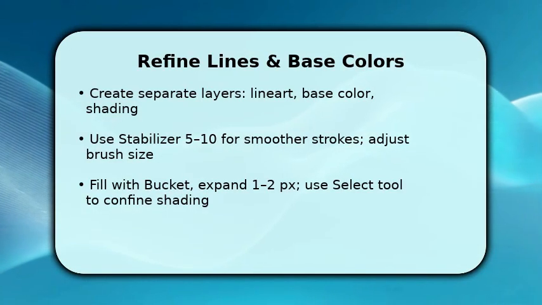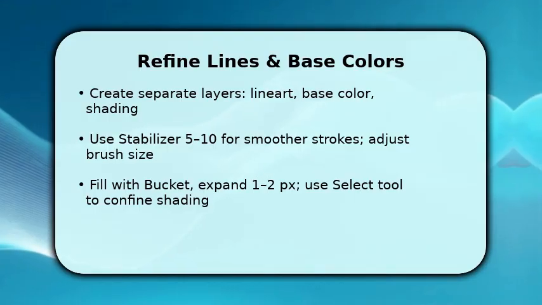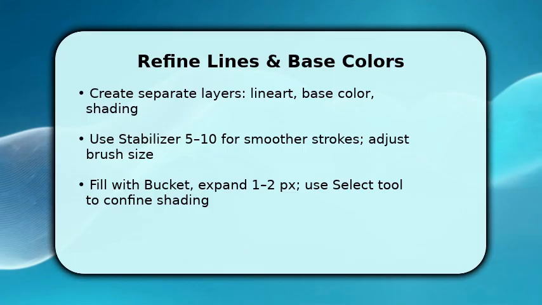Once your rough is readable, make a clean linear layer and enable stabilizer at 510 to steady your hand. Trace with a hard pen at consistent pressure, then create a base color layer beneath the lines and fill with the bucket. Set expand to 12px to avoid gaps. Make clipping groups for shading and highlights so color stays contained.